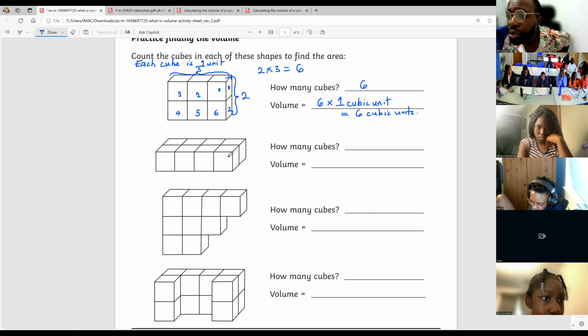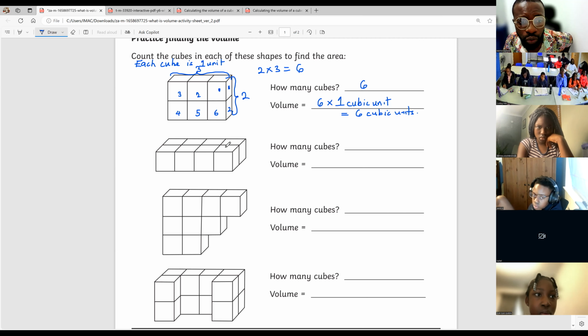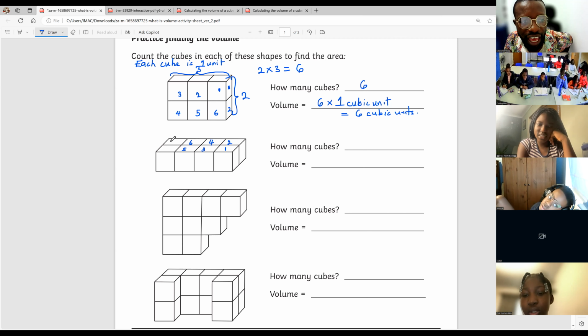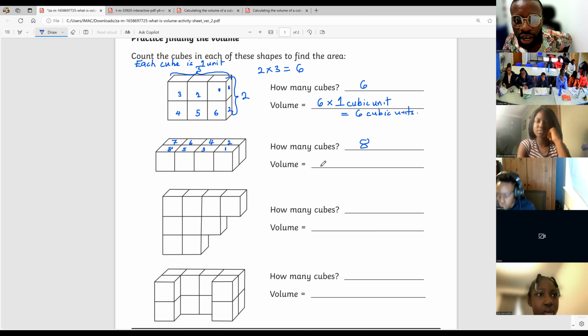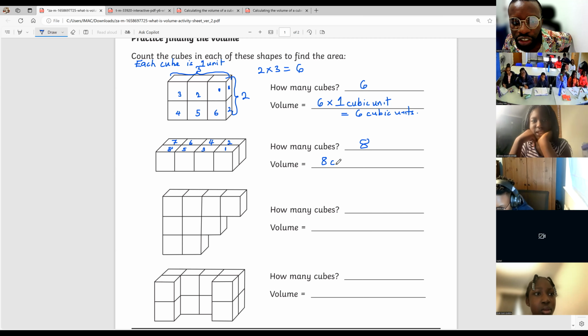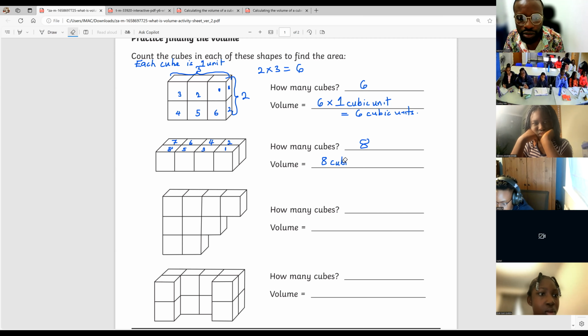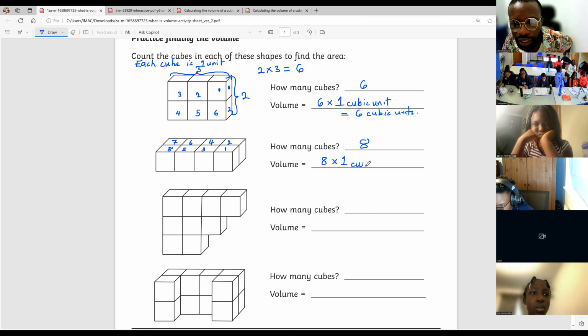Second one. How many cubes do we have in the second one? Let's count. 1, 2, 3, 4, 5, 6, 7, 8. So 8 times 1 cubic, right? And that is 8 cubic units.